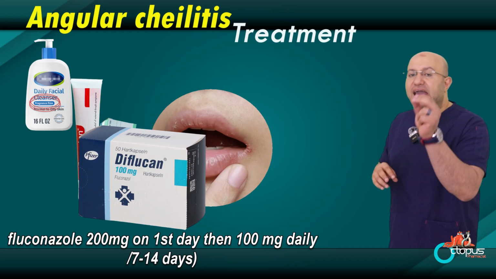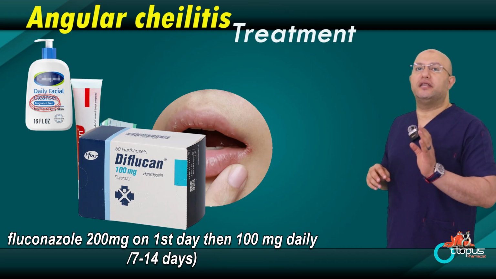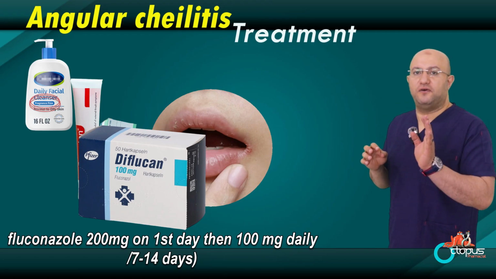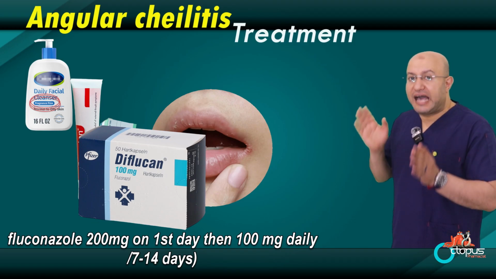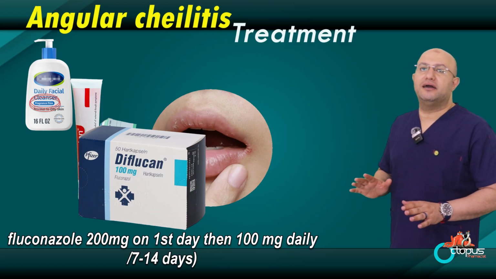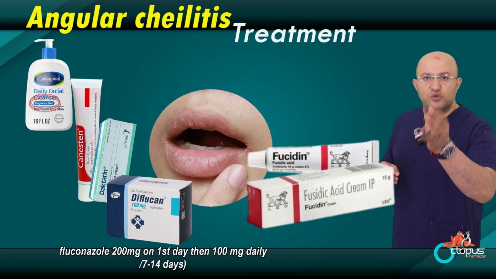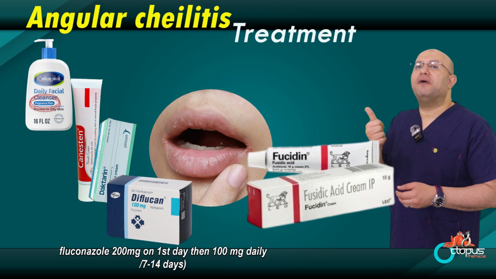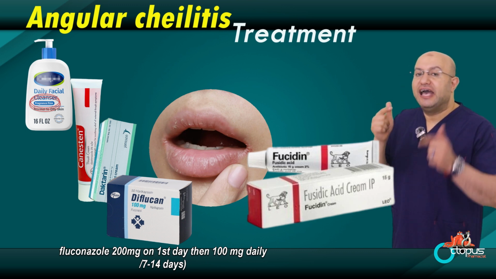Step 3. Oral antifungal medication in specific cases. This step is only for people with weak immunity, such as diabetic patients or those taking immunosuppressive medications. In these cases, topical treatment alone may not be enough, so we add oral antifungal capsules. A common example is fluconazole. Take 200 milligrams on the first day. Then, continue with 100 to 150 milligrams once daily for about 2 weeks. However, this step is not used for children.